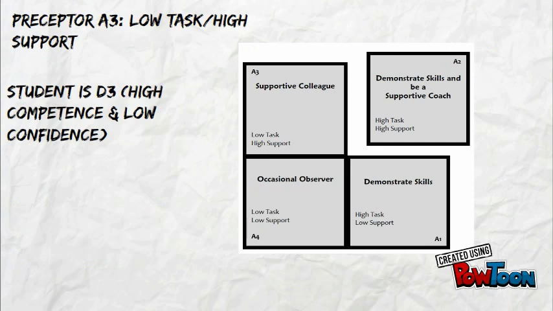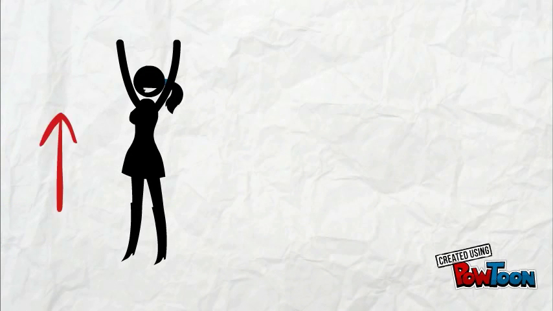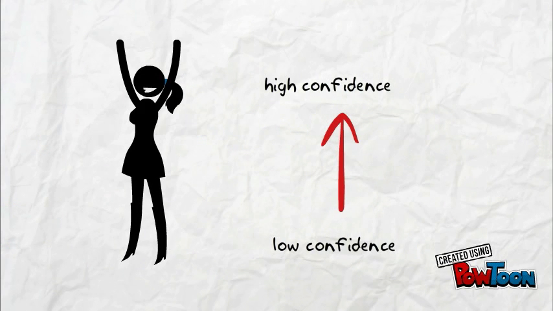The student has indicated they are a D3, so both high competence but low confidence. The preceptor responds with low task, so less demonstrating and telling, but continuing to offer support in an effort to help the student gain confidence. A3 is a place where a preceptor can make a very big impact on the confidence level of the student.